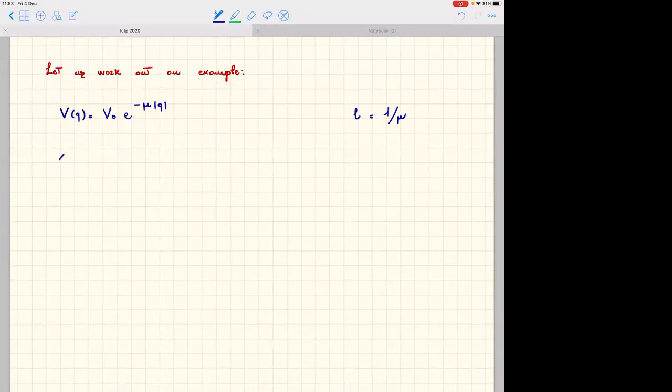So now let us compute the average of U naught. Well, this is n times n minus 1 divided by 2 times the integral dq over V of q. So let me compute this integral.